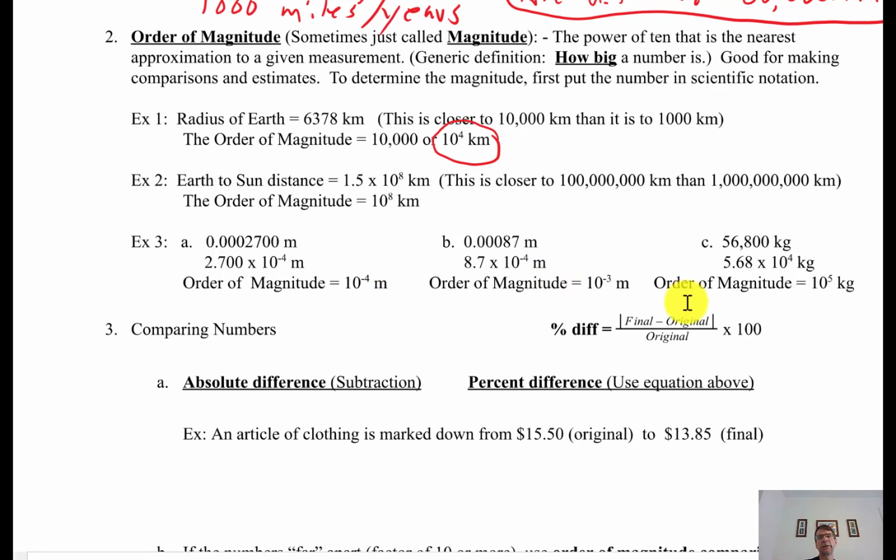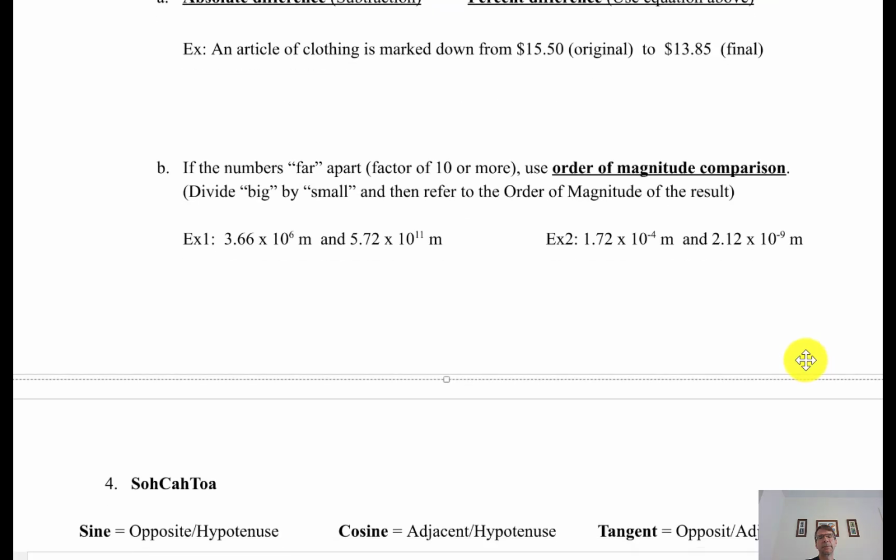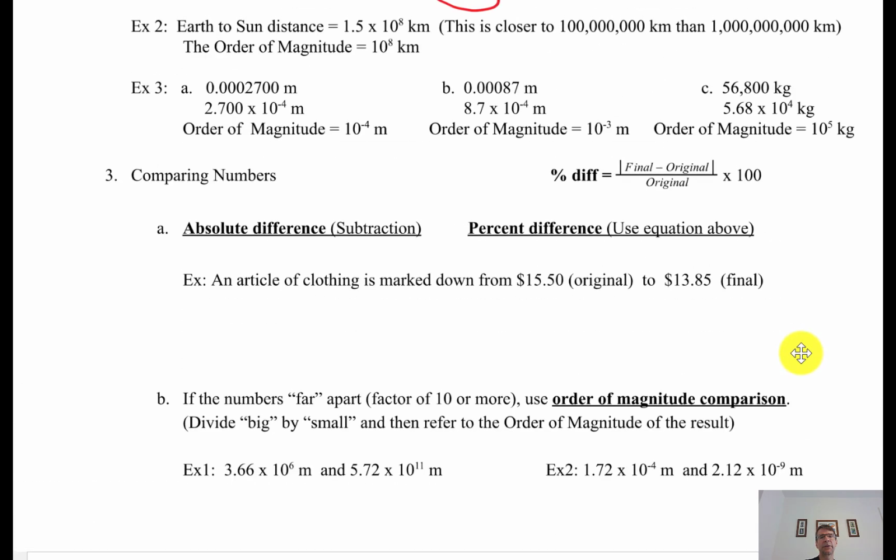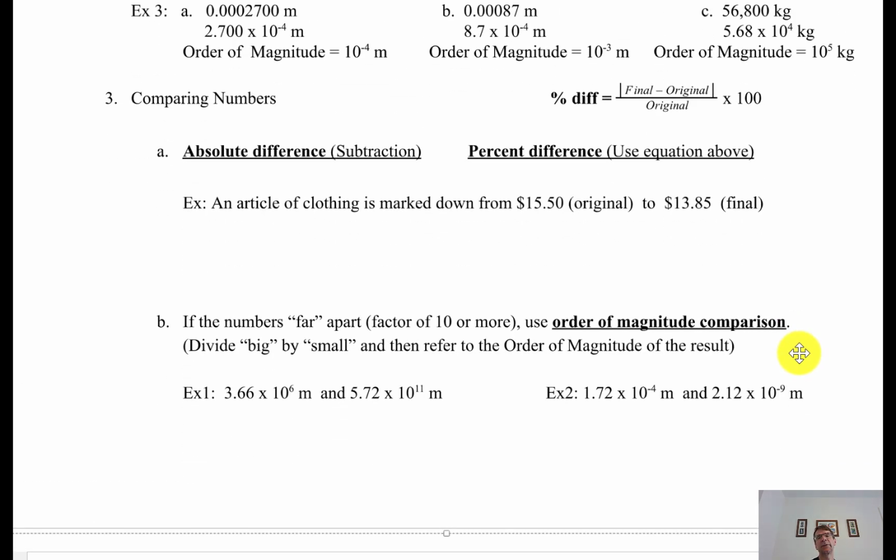Now, lastly here, comparing numbers. There's 3 basic ways to compare numbers in physics. Even in a lot of other classes, you have to compare and contrast. You're not really going to be doing compare and contrast here, but we're going to be doing numerical, quantitative comparisons, like how much bigger is one number than another. There's 3 basic ways to do that in physics. One way, or in math, is what's called absolute difference.